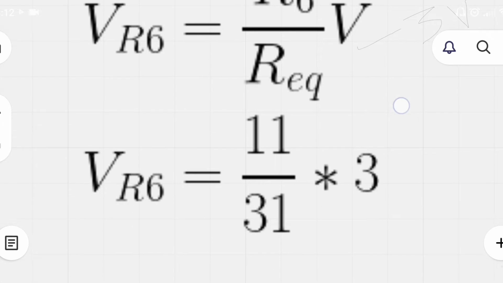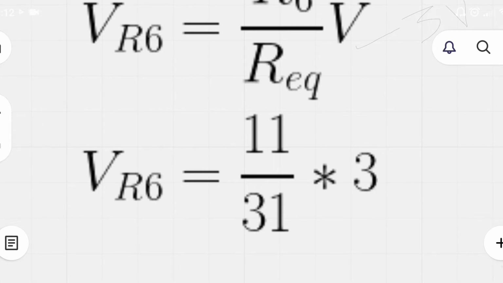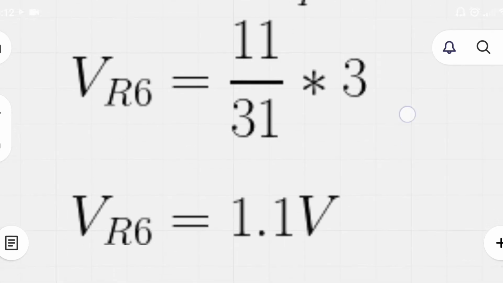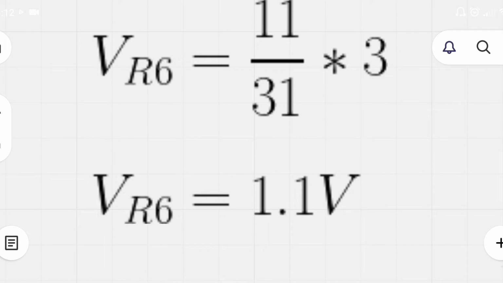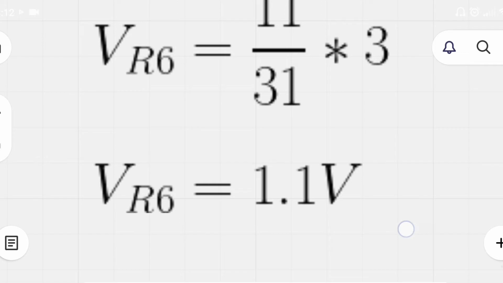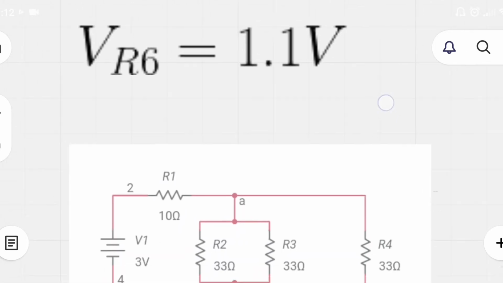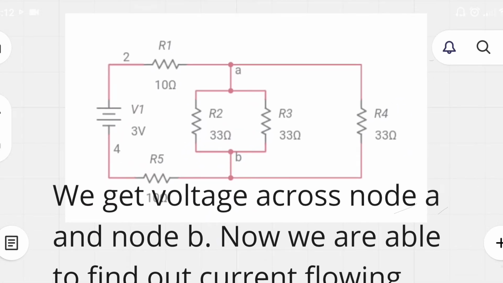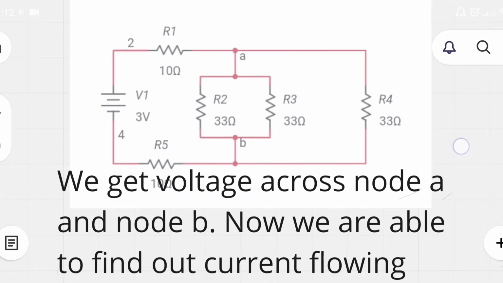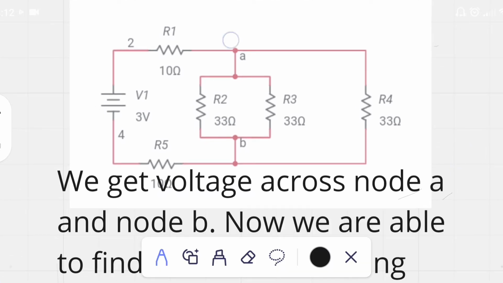Let's move, and we have substituted values, and after calculation we get VR6 or voltage across node AB is equal to 1.1 volts. Now we have calculated voltage across node A and B, which is equal to 1.1 volts. This is 1.1 volts.